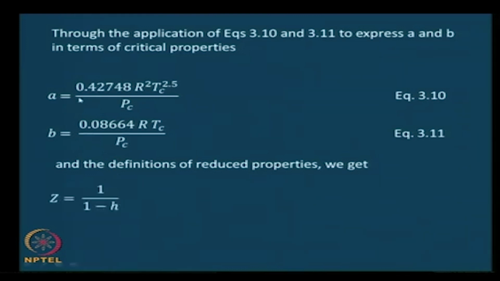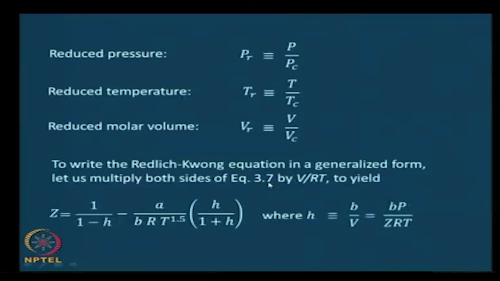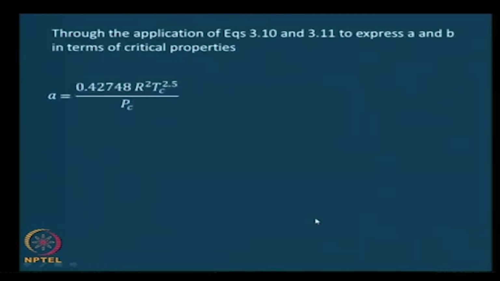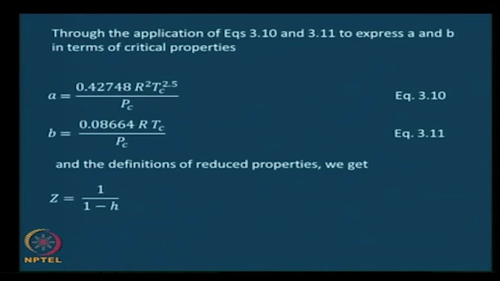If we do that and substitute these expressions for A and B in the earlier formulation, which is this Z equals 1 by 1 minus H, minus A by B R T power 1.5, into H by 1 plus H, here you have A and B, we are going to substitute here, we will get Z equals 1 by 1 minus H minus, you combine all those constants together, you get 4.934 divided by Tr power 1.5 into H by 1 plus H. We will call this equation 3.15.